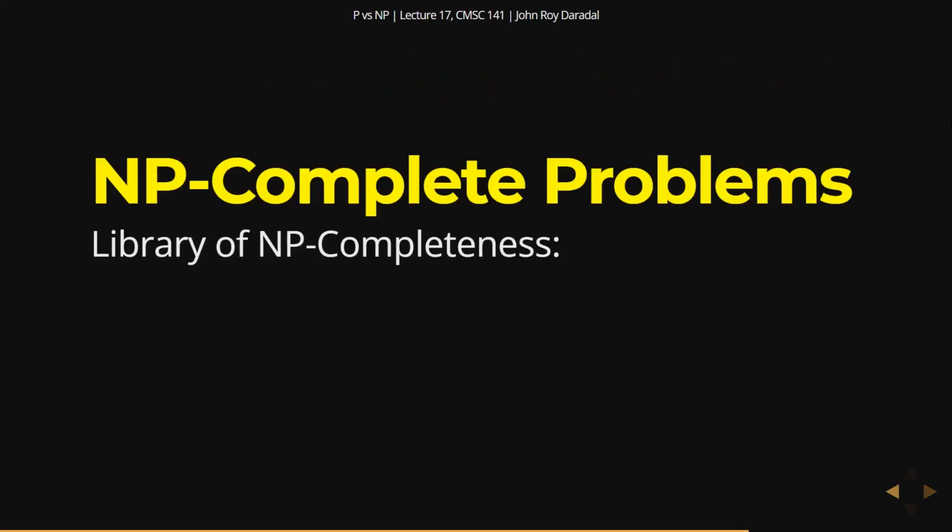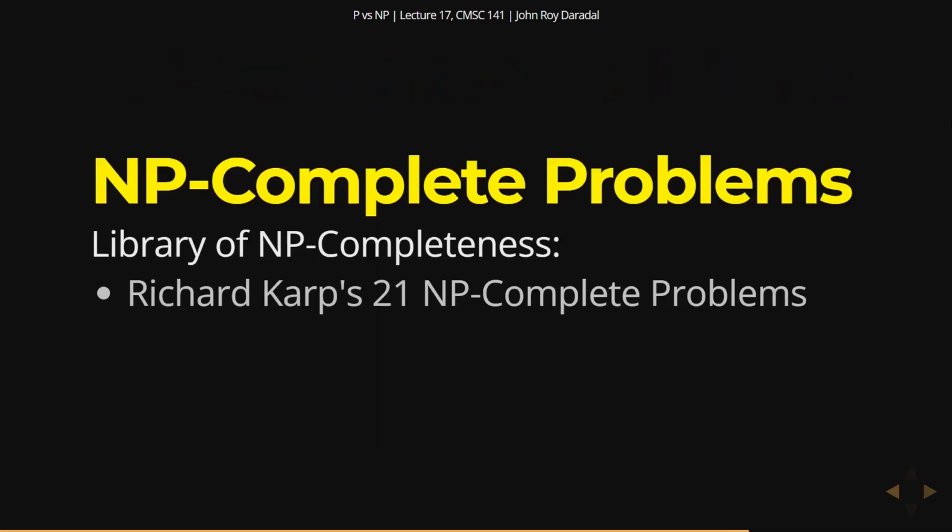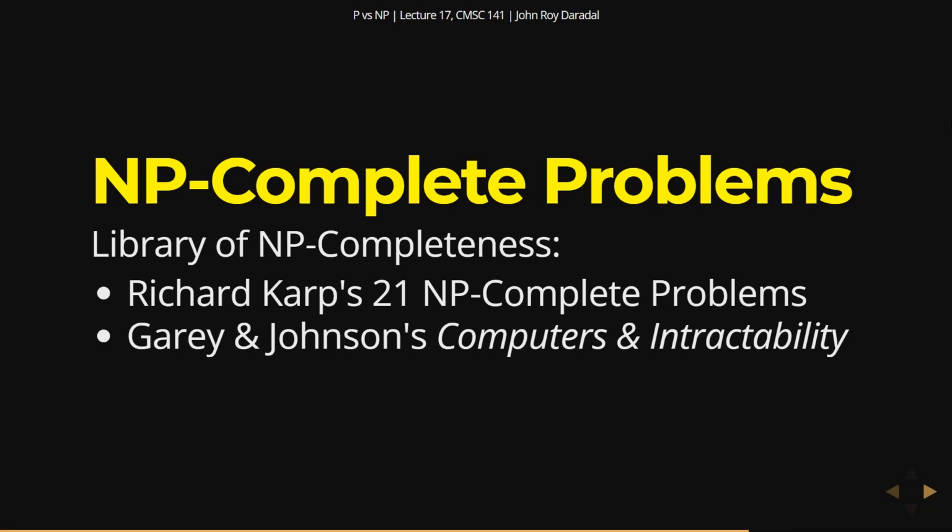So there's a library of NP-completeness, starting with Richard Karp's 21 NP-complete problems. This was the first set of early NP-complete problems that were proven to be NP-complete by using satisfiability as the seed. And then there's also Garey and Johnson's Computers and Intractability, which also lists a lot of NP-complete problems.